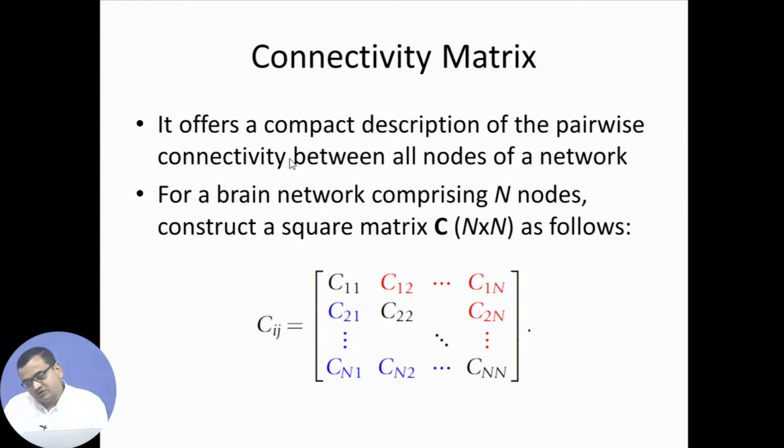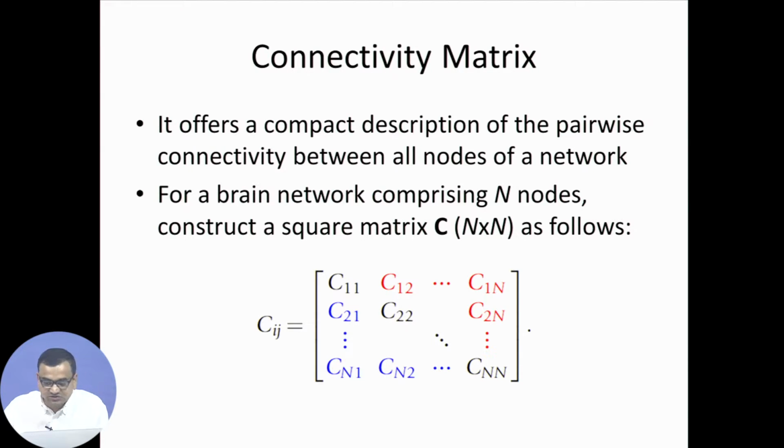Okay, so I already showed an example of a connectivity matrix, and that's the entry point of network analysis. The connectivity matrix offers a compact description of the pairwise connectivity between all nodes of a network. By definition, if you have n nodes, your connectivity matrix would have n rows and n columns. It's always a square matrix. So for a brain network comprising n nodes, you have a square matrix n by n.